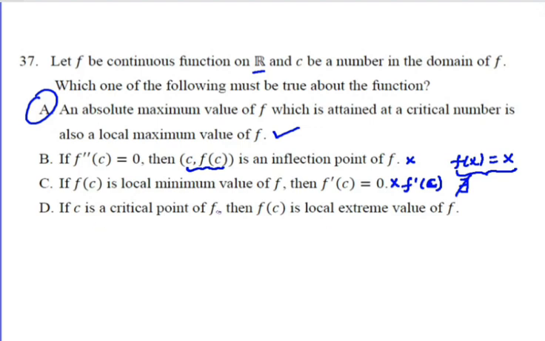If c is a critical point of f, then f of c is an extreme value of f. This is also wrong, because if c is a critical point of f, the condition is that f prime at c must be 0, or f prime at c must be non-existent. So the answer for this question is A.